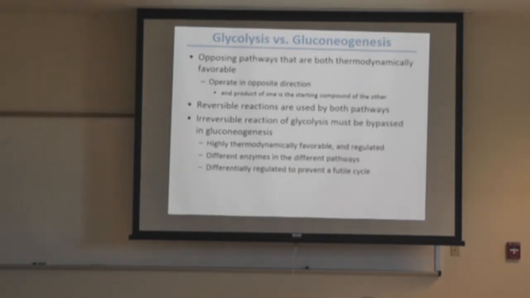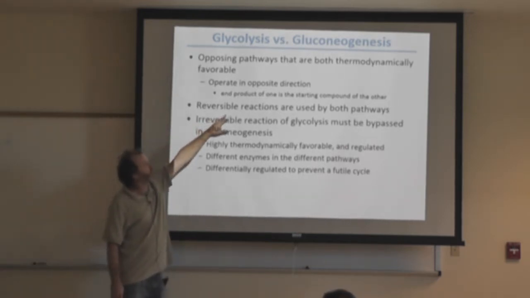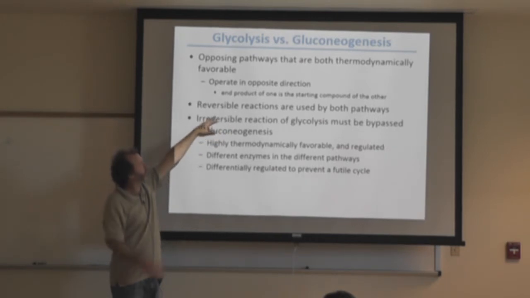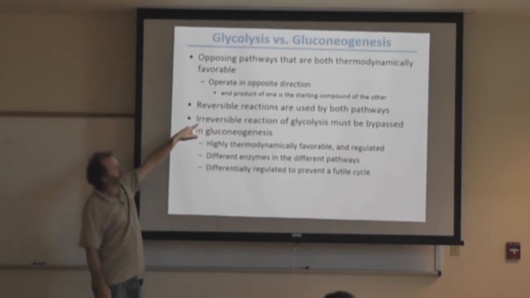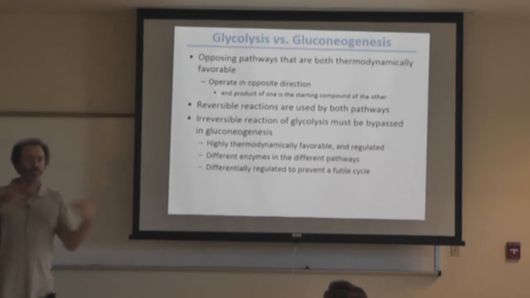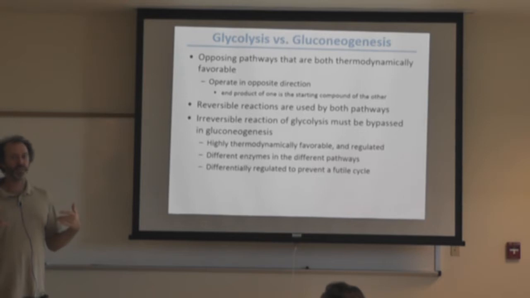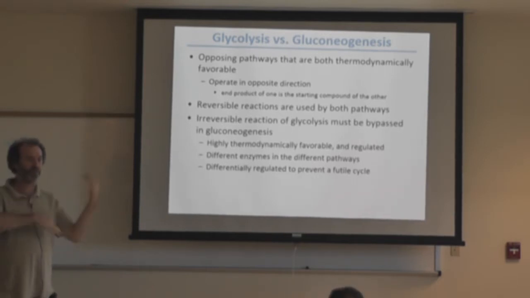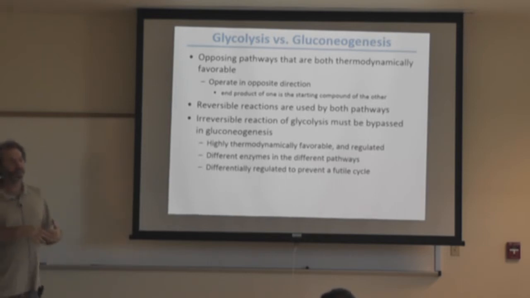So, opposing pathways that are both thermodynamically favorable. They operate in opposite directions. The end product of one is the starting compound in the other. Reversible reactions are used by both pathways. And what drives which direction those are going to go in those reversible pathways? Concentration. Yeah, concentration, because the free energy change is really low for those reactions. So those are being driven by concentration, because those reactions are near equilibrium.